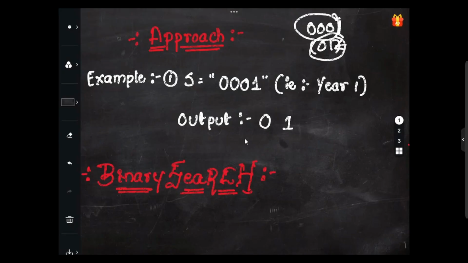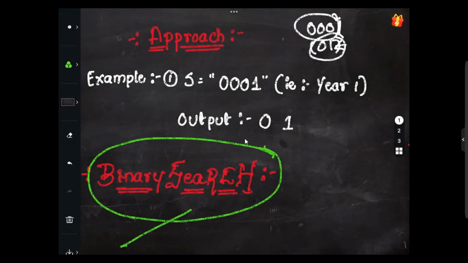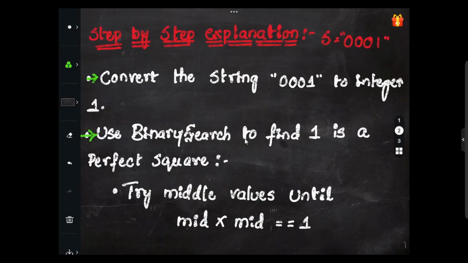First thing that I have to say here is we will be making use of binary search to solve this particular problem. So let's move on with the step-by-step explanation. The same input we are considering here, 0001. First we'll convert the string to the integer 1.